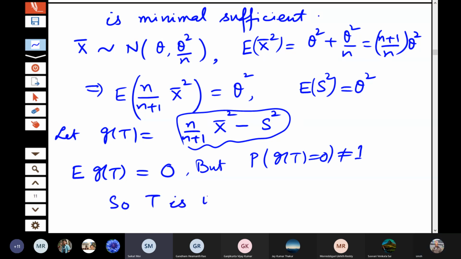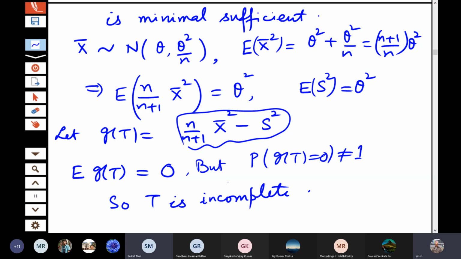So T is incomplete. So here also the minimal sufficient statistic is incomplete. Now the next results which I will be giving will make it clear why this kind of study is important. Why should we study such things? This completeness property, what does it lead to? Let me firstly consider another variation of this completeness, a little bit of a relaxation of completeness. It is called boundedly complete.